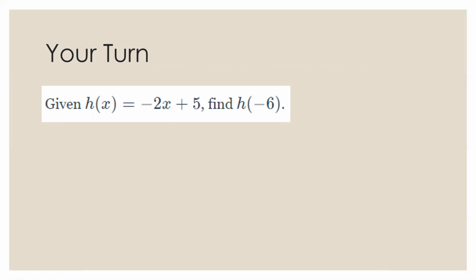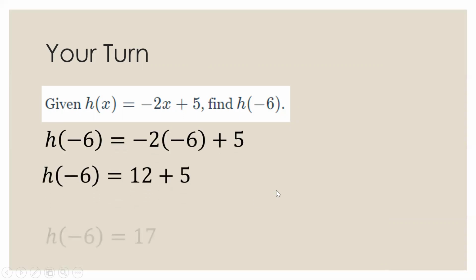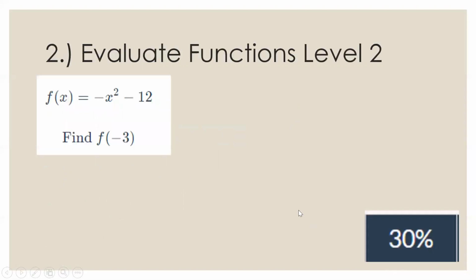Pause the video. All right, hopefully you paused the video. If not, pause the video and try this problem. When you plug in negative 6, you end up getting 12 plus 5, so h of negative 6 is positive 17. I don't know why that was so low. Makes me nervous. All right, level 2, taking it up a notch.